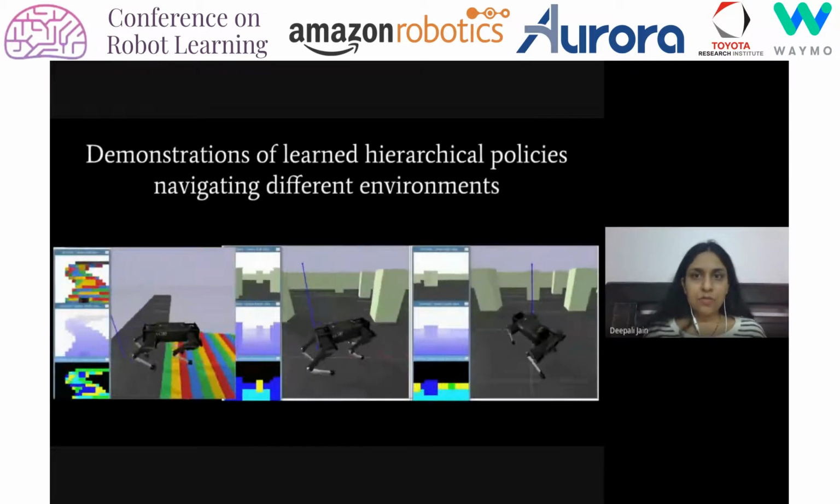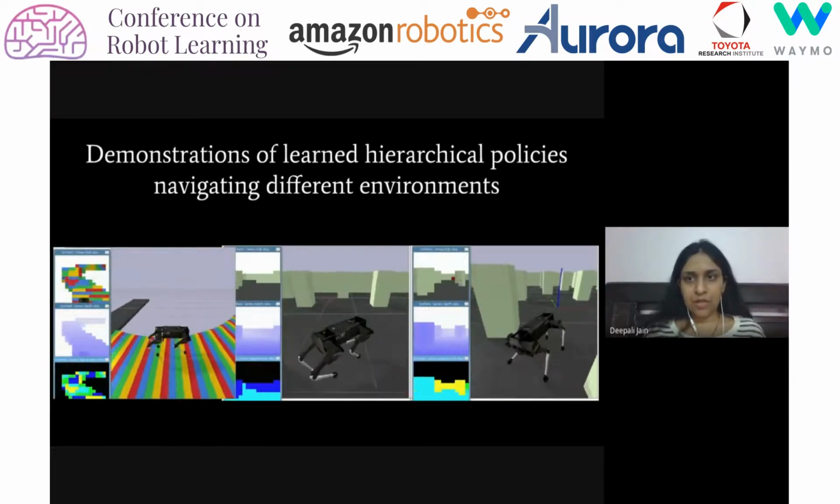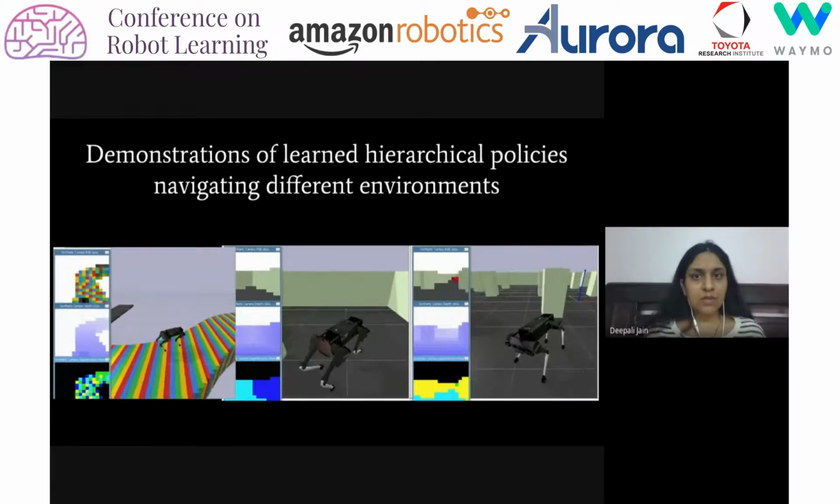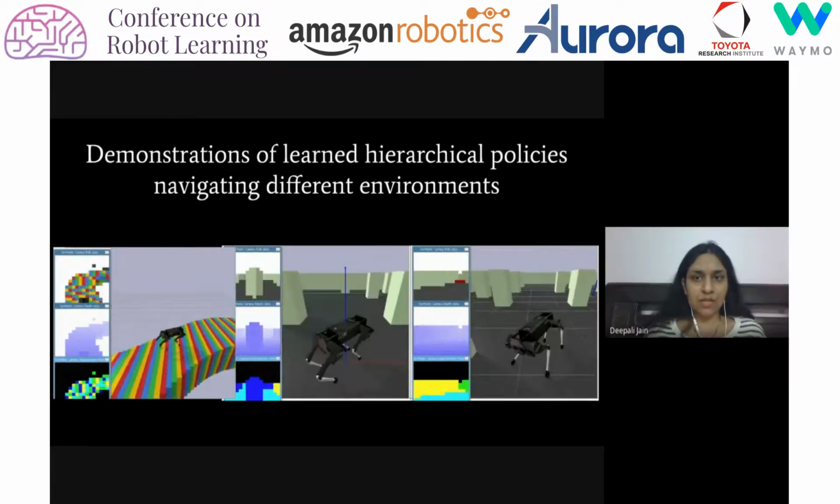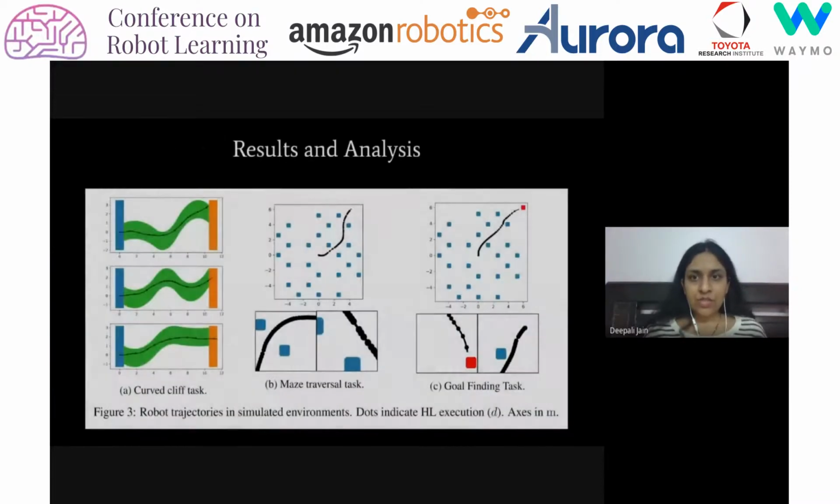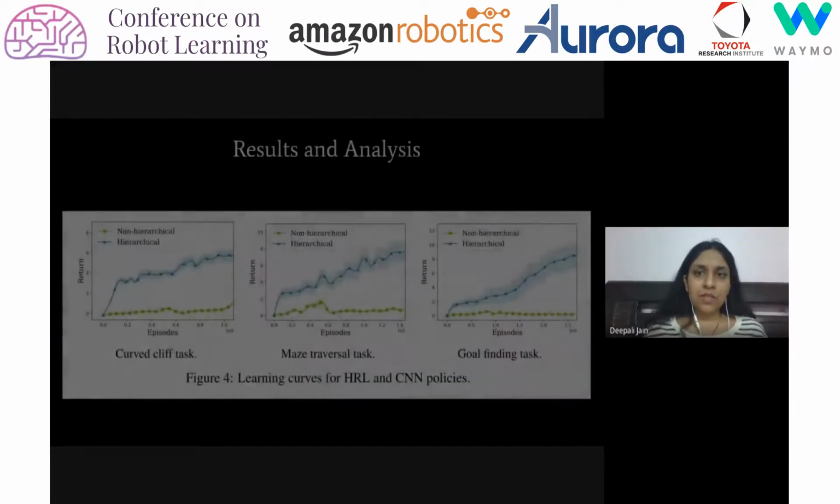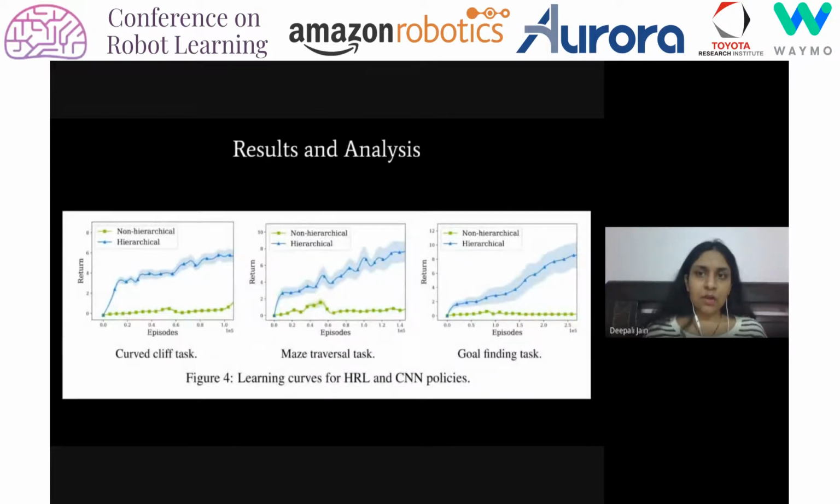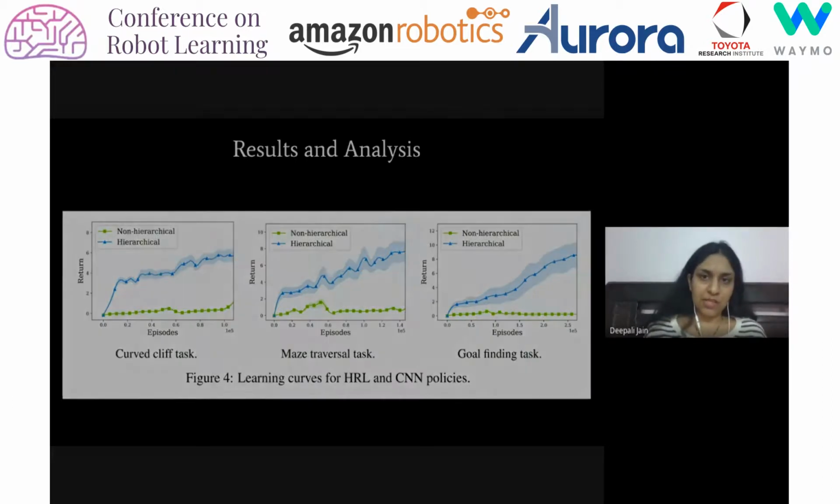Here are some video demonstrations of our learned policy navigating these environments. In the goal-finding task, the robot efficiently turns in place to face the goal using dynamic leg movements, which are difficult to hand design and tune. Here are the trajectories of the trained robot in simulation for the 3 environments. The dot markers along the trajectories show the points at which the high level becomes active and computes the next latent command and duration. We compare the learning curves for our hierarchical policies with non-hierarchical convolutional neural network policies on these 3 environments. We see that in all 3 cases, our method largely outperforms the baseline.